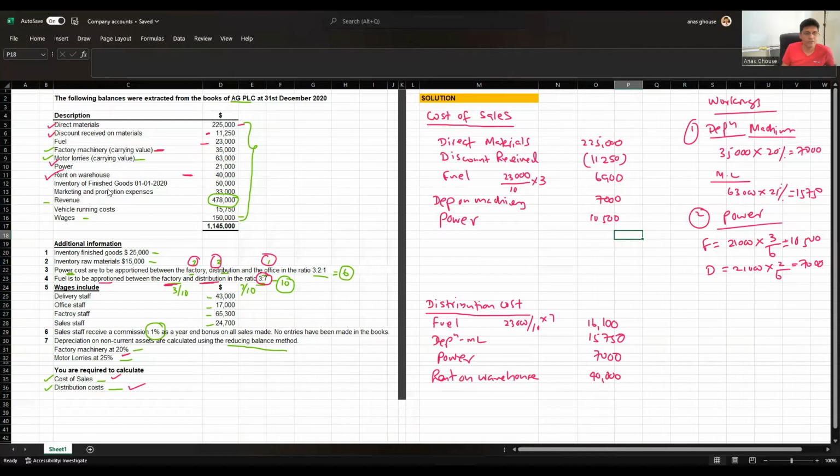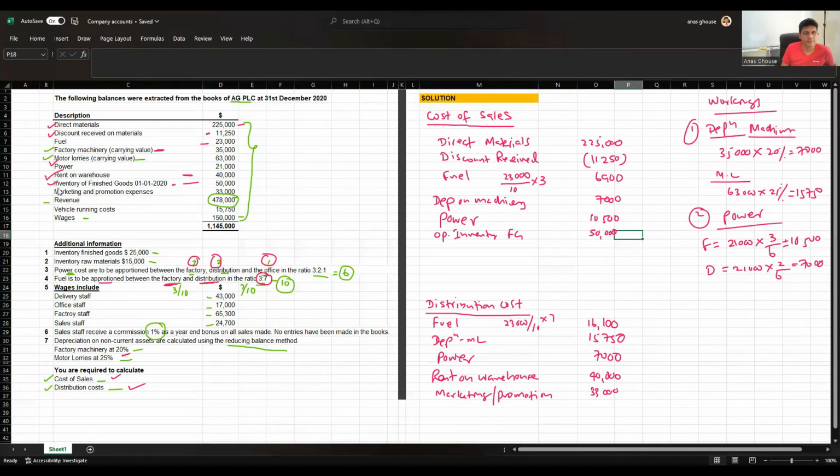Then we have inventory of finished goods. This is the opening balance, so opening inventory of finished goods. You have to take it under cost of sales, 50,000. Then the marketing and promotion expenses should be under distribution cost. That cost should be 33,000.